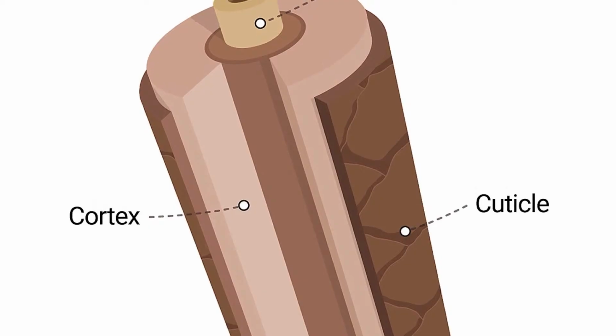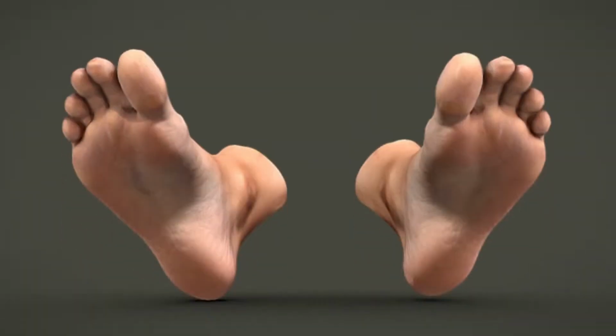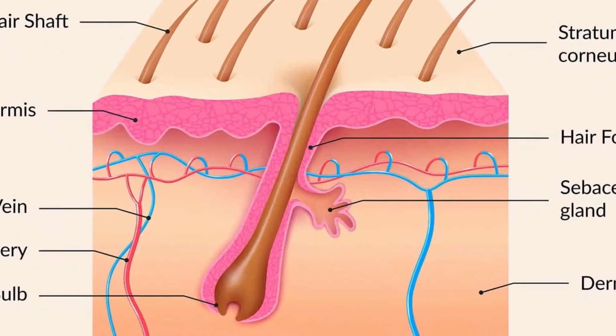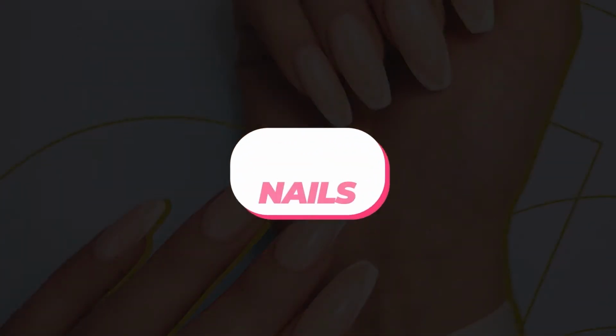Hair. Hair is made up of dead keratinized cells and is found all over the body, with the exception of the palms of the hands and soles of the feet. Hair provides insulation and protects the skin from UV radiation and physical damage. Each hair follicle contains a small bundle of muscles that can contract to cause goosebumps. Nails.